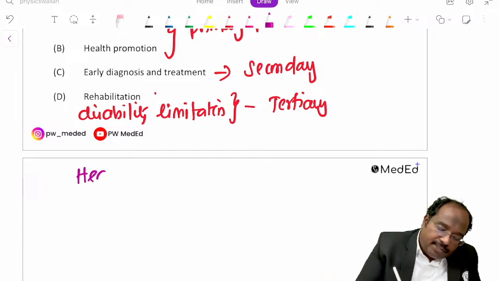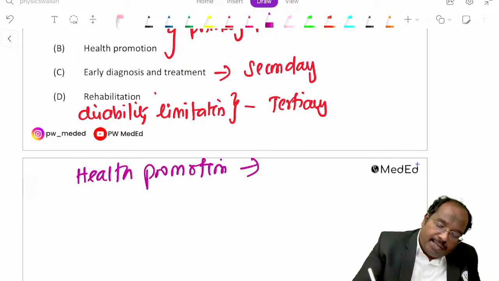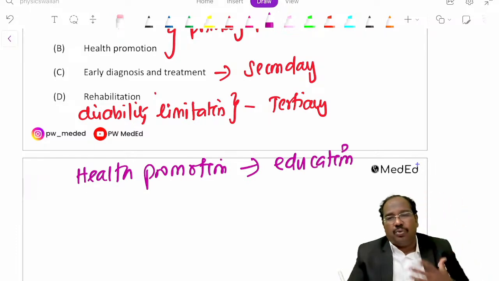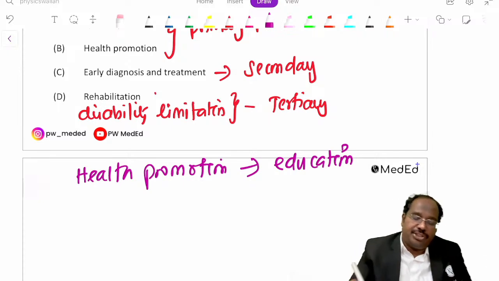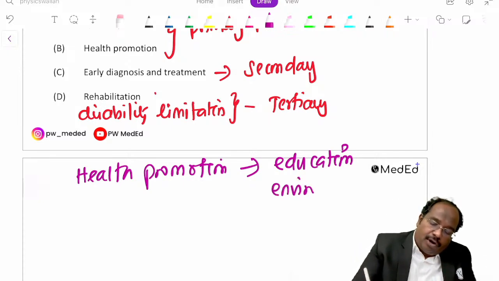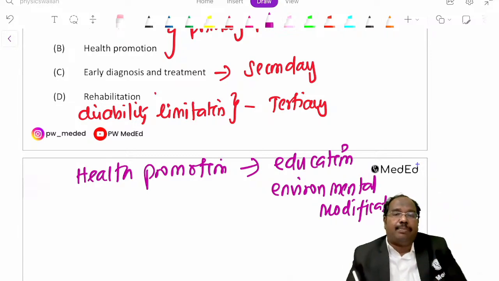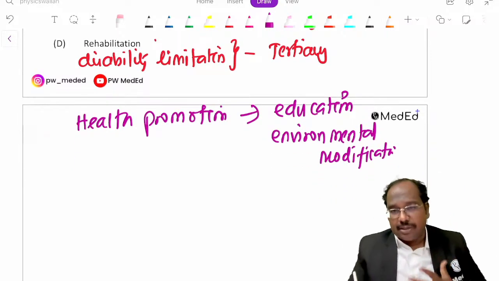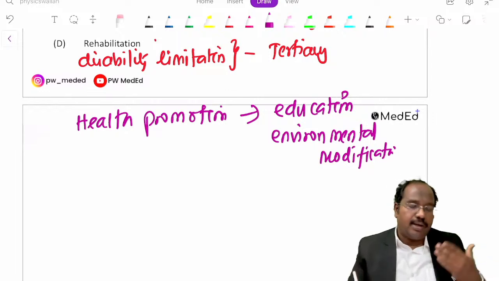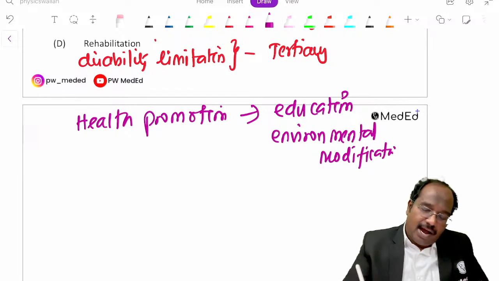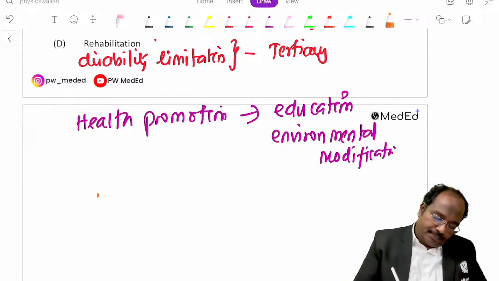So health promotion, we will see. How can you promote health? By health education. You go to school and teach them hand washing. You can do environmental modification, like avoidance of water stagnation. That comes in health promotion, and weight reduction. If a person is a smoker and he is quitting it, that comes in health promotion before disease onset, right? And second is specific protection.